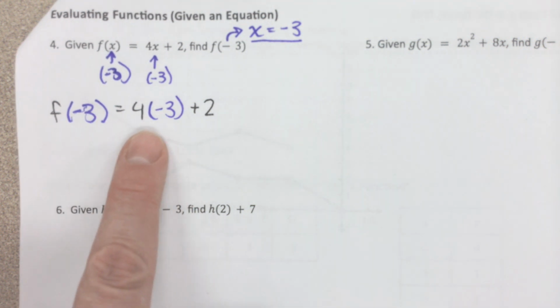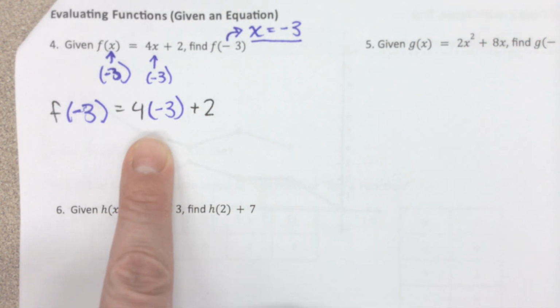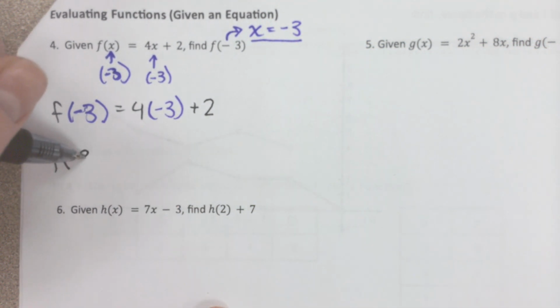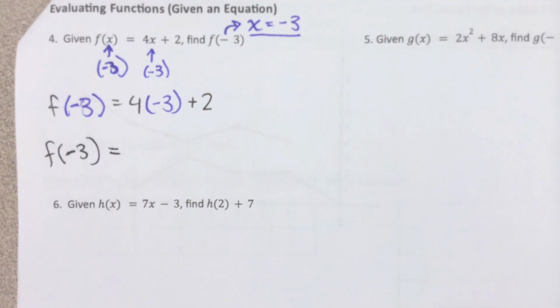The only thing you can do is figure out what this number is here on the right side. And you can either do that in your head or with your calculator. I always recommend calculator at least to check your work, especially on a test. So I'm going to use the calculator in just a moment. F of negative 3 equals, and then we're going to get that number.